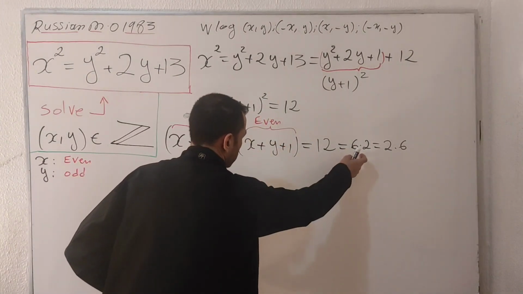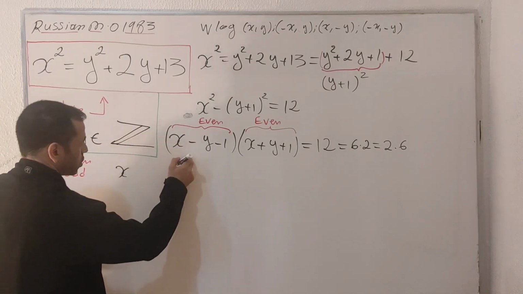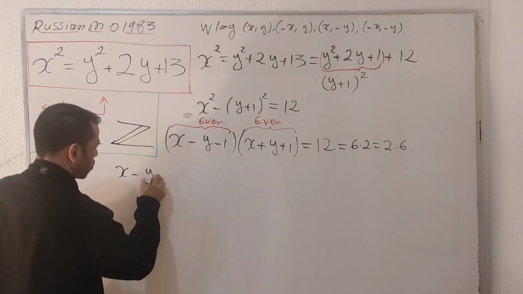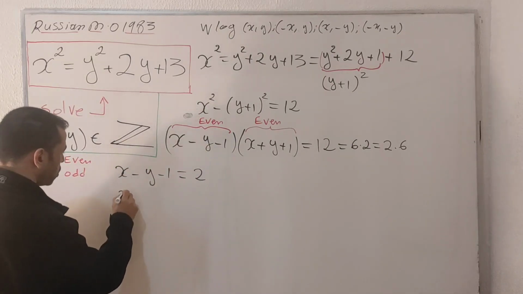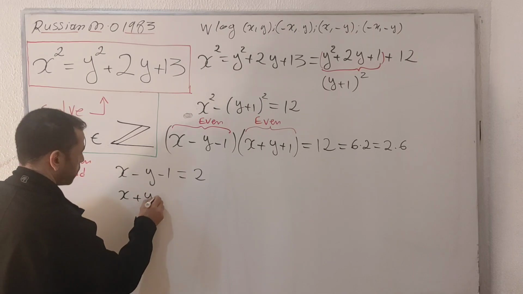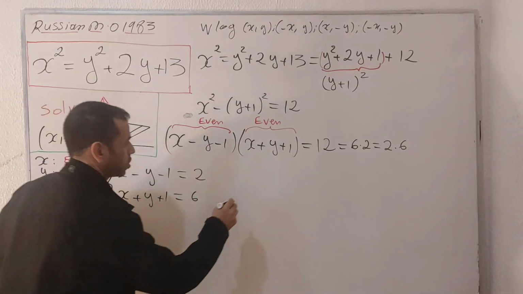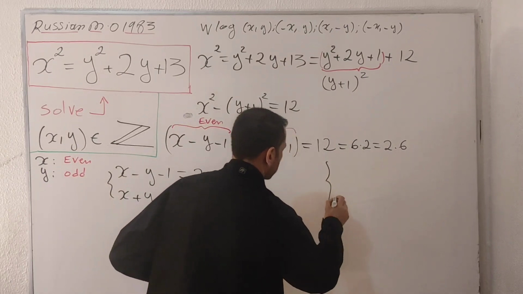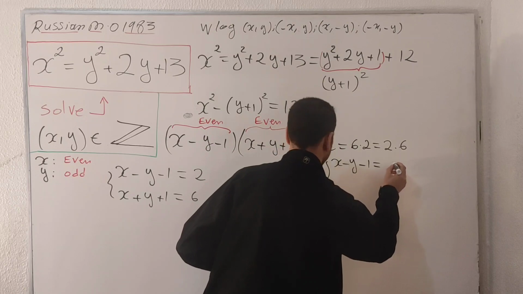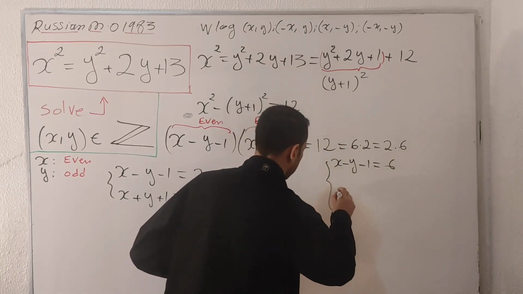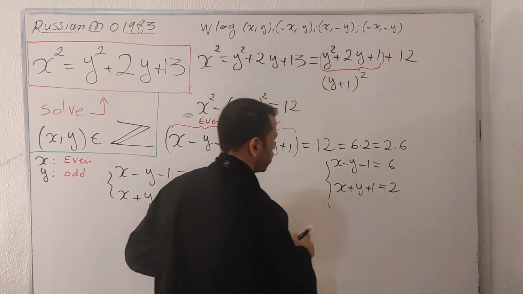Let's go through the first case. I'm going to write this one as the first equation system: x minus y minus 1 equals 2, and the second equation, x plus y plus 1 equals 6. This is the first equation system. For the second equation system, I will have x minus y minus 1 equals 6, and the second one, x plus y plus 1 equals 2. Okay?